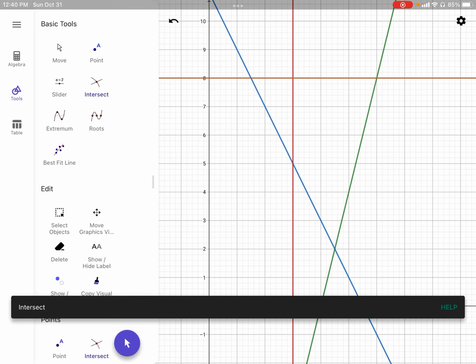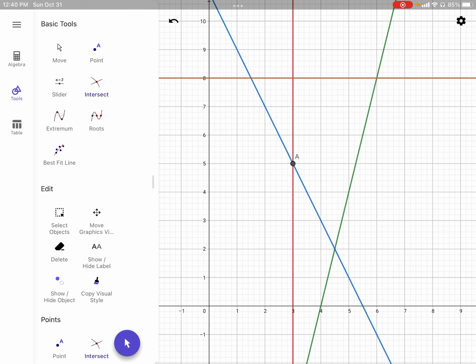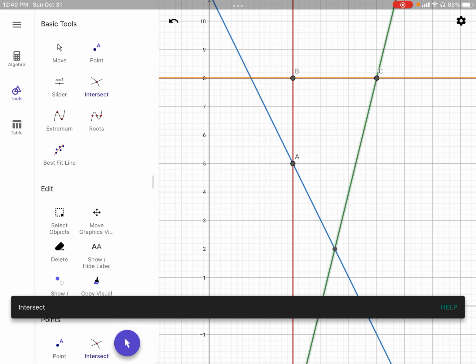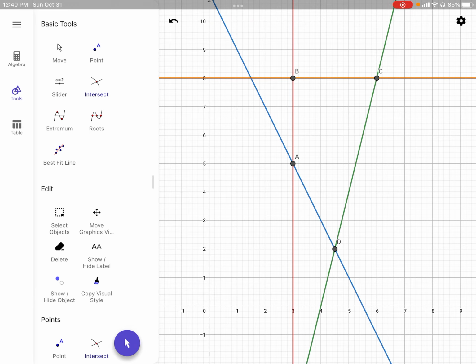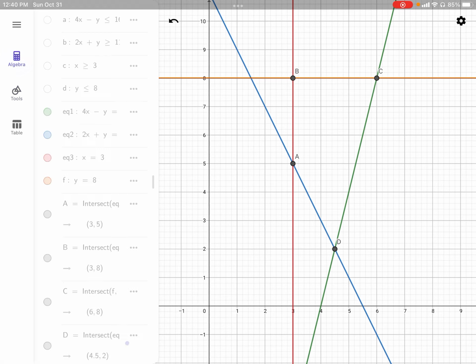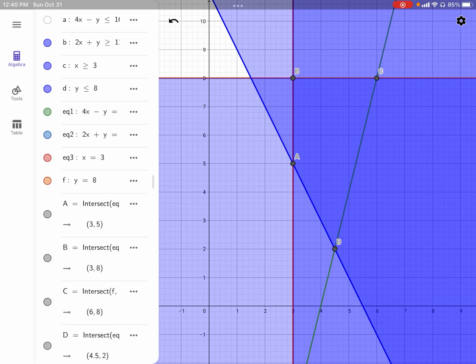Okay, I needed that intersection A. I needed that intersection B. I needed that intersection C. And that intersection D. Right? That is where that region was bounded. Those are the corner points. And I could, again, verify if I want to make sure. Yep, that was the region that is the darkest in GeoGebra.